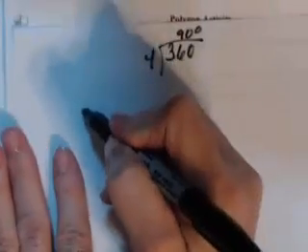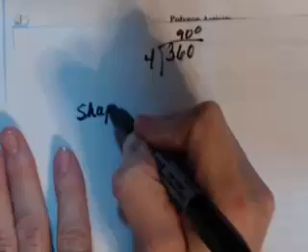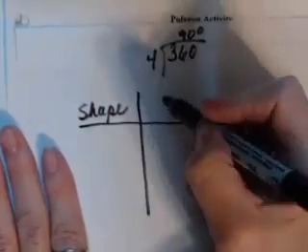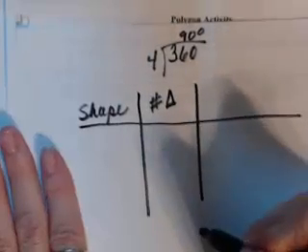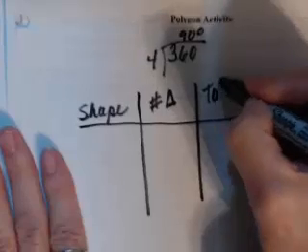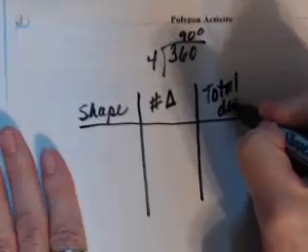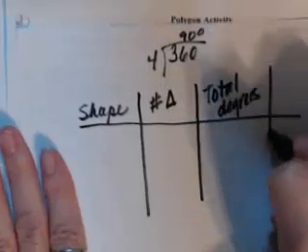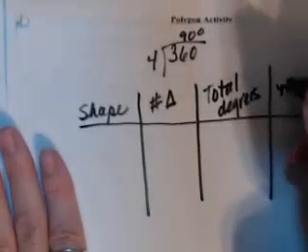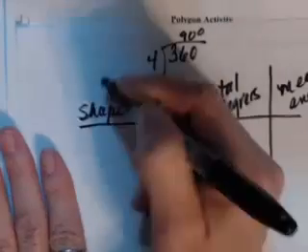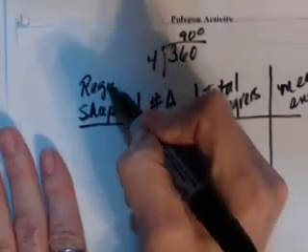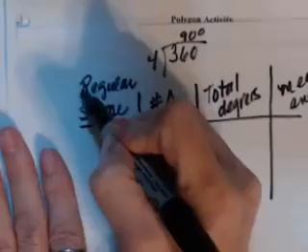You are going to have a shape. You will calculate the number of triangles that can be made. You will calculate the total degrees, and then you will find the measure of each angle. This is a regular polygon.